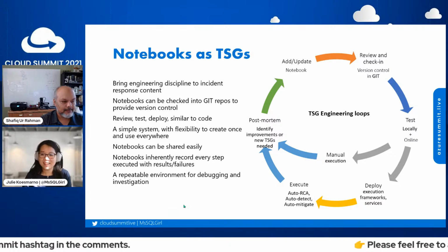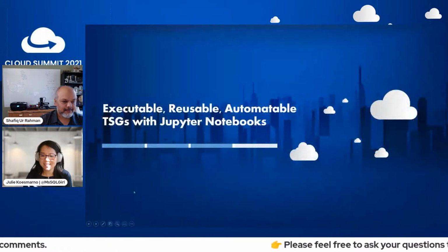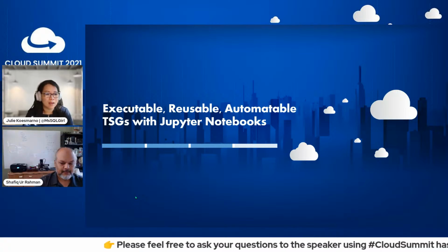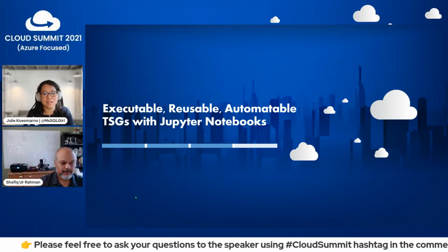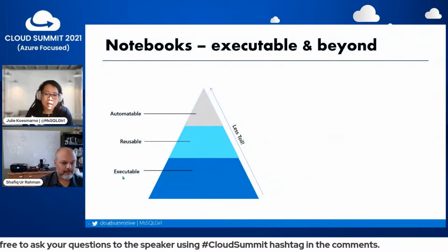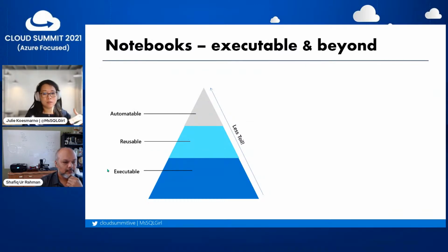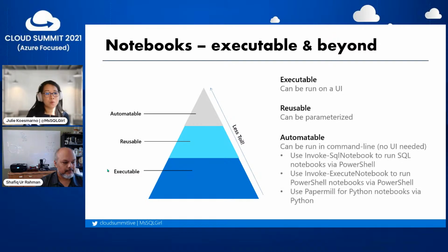Awesome. All right. Thanks, Shafiq. Okay, let's go to the next slide. So how do we think about executable, reusable, automatable TSGs with Jupyter notebooks here? Essentially, like we've talked about before, if we can build from the executable, we can achieve that reusable and we can achieve that automatable. And therefore, it's going to be less toil, so reduced manual execution. When we think about executable, you can think of it as simply that it has to be able to be run on a user interface.